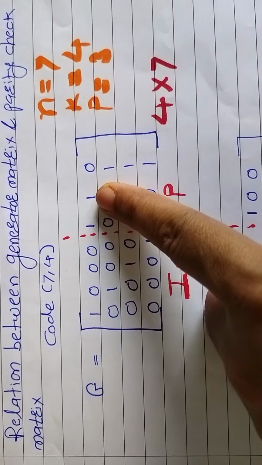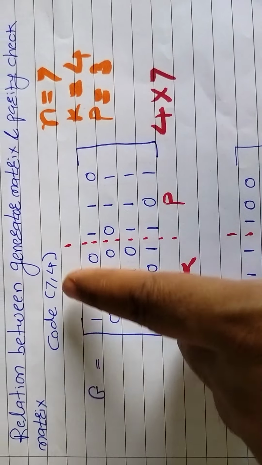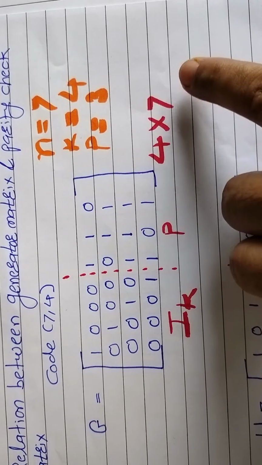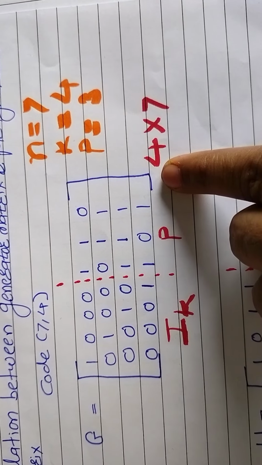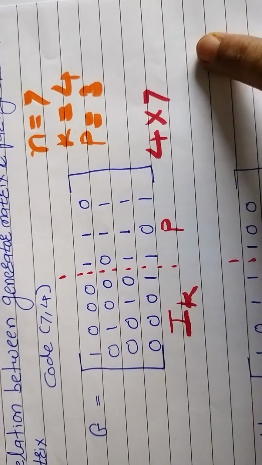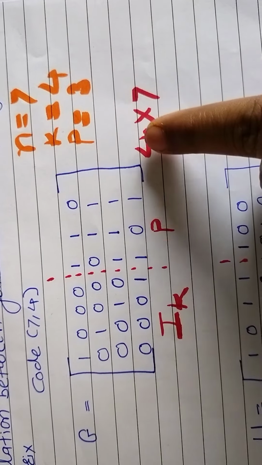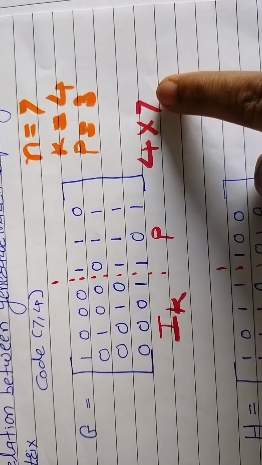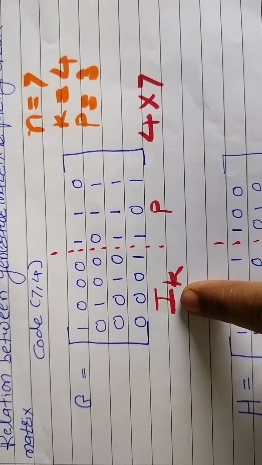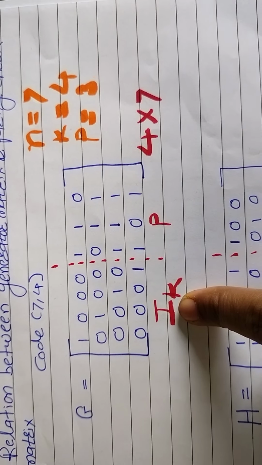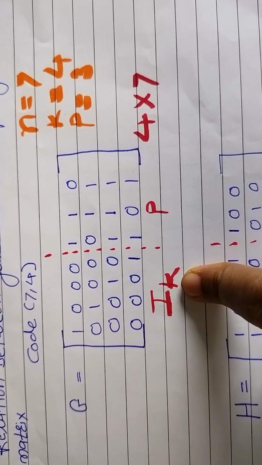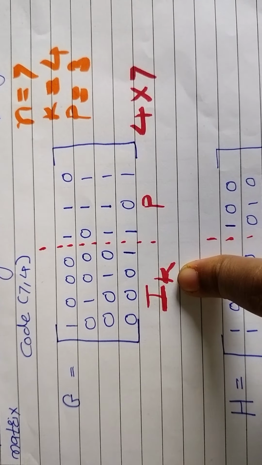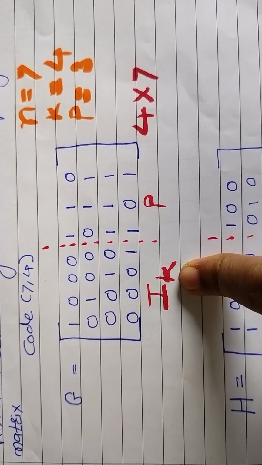Now the generator matrix dimensions: the number of rows is 4 and the columns are 7. So what you have to do, (7,4), you have to write it as 4 into 7. So it is easy to remember, (7,4), 4 into 7. That means there are 4 rows and 7 columns. Then first is an identity matrix of dimension k in the generator matrix. So this is one form of generator matrix where you are going to get the systematic code.